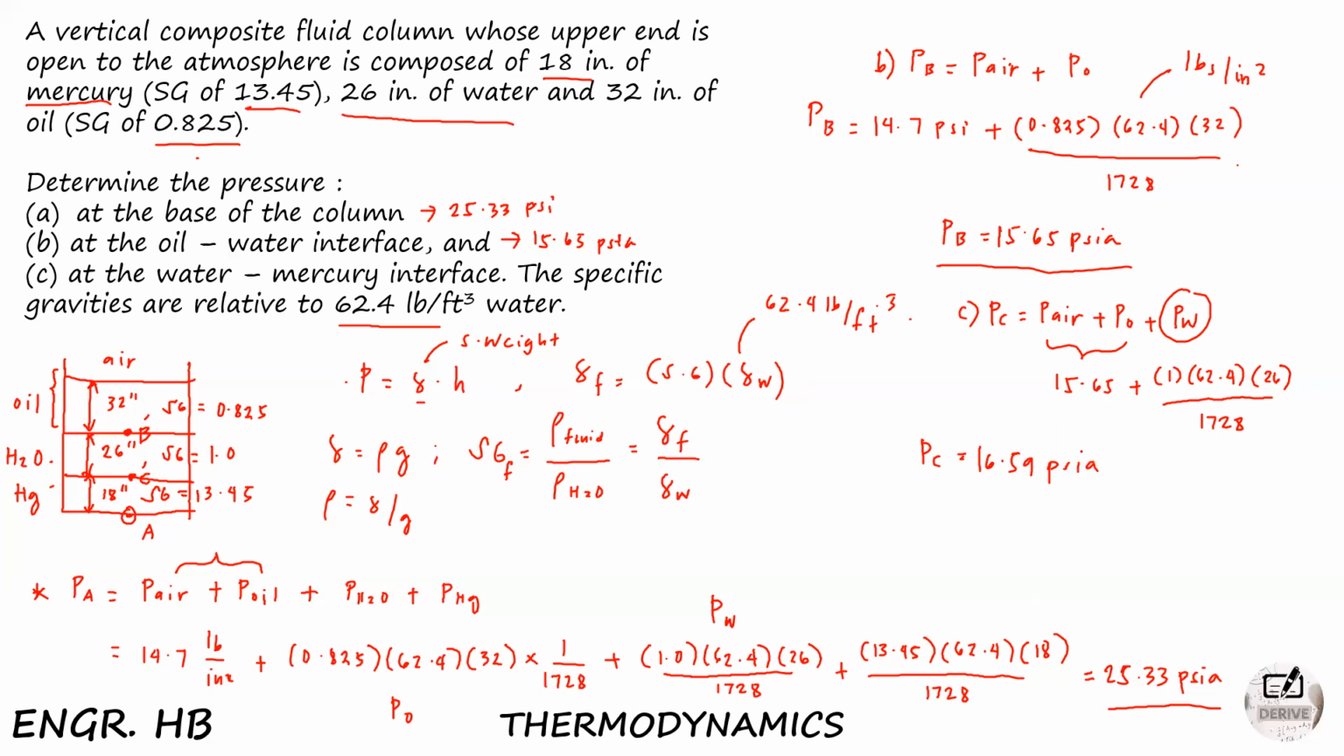Yan. And guys, in order for us to check if this is correct, kailangan i-plus mo lang itong term na ito. Yan. At kapag nag-equal dito sa 25.33, so our answer is correct. So wag mo na burahin yung 16.59 plus 13.45 times 62.4 times 18 divided by 1728. So the answer is 25.33 psi, meaning all of the choices or all of the letters here are correct answers. So the answer in the letter C is 16.59 psi.